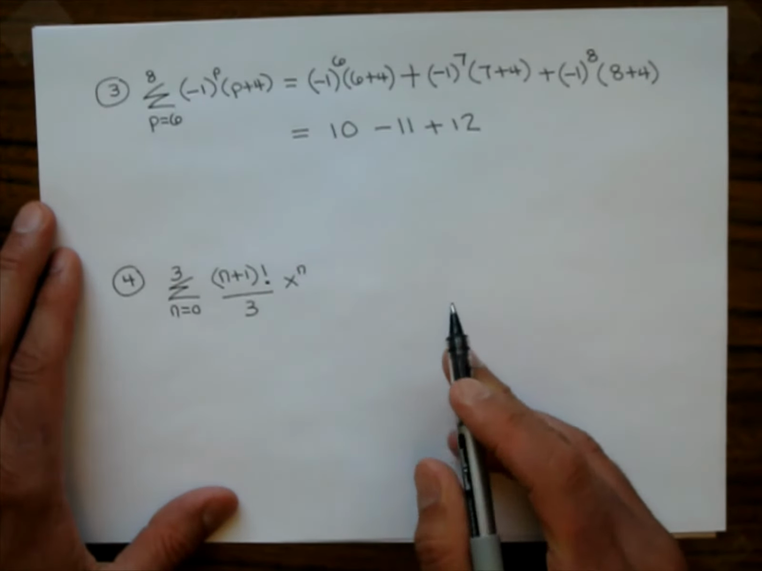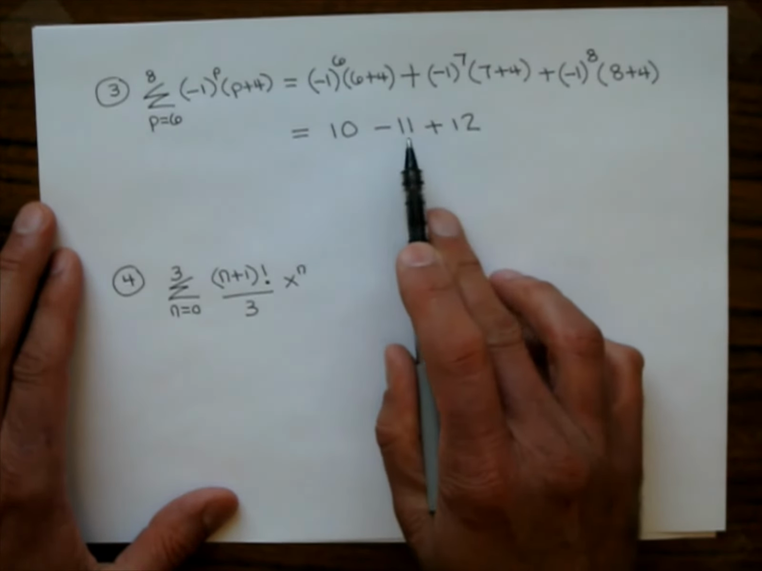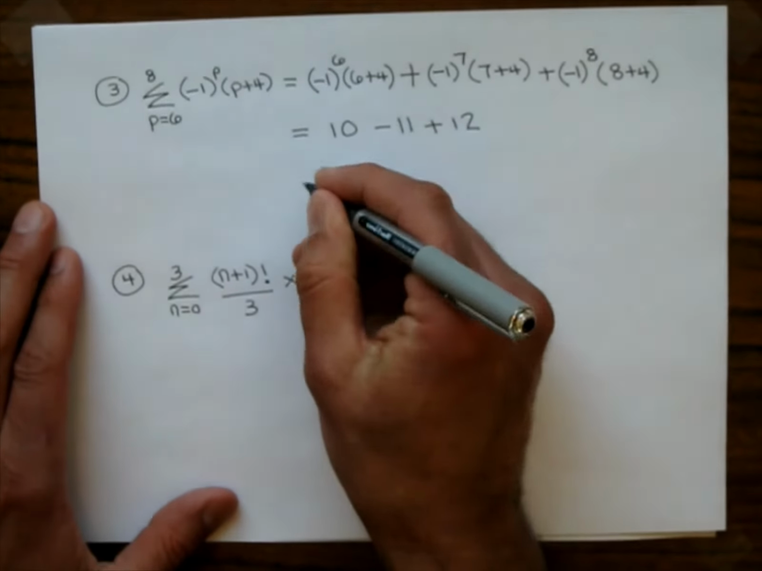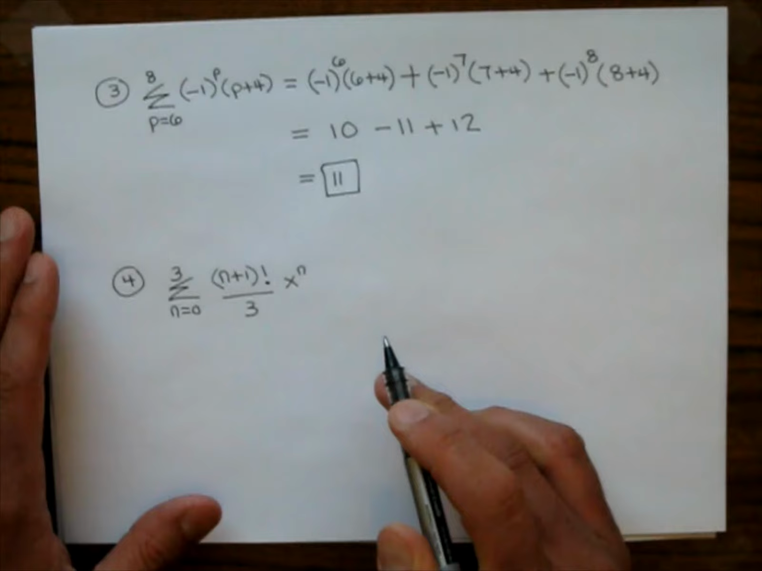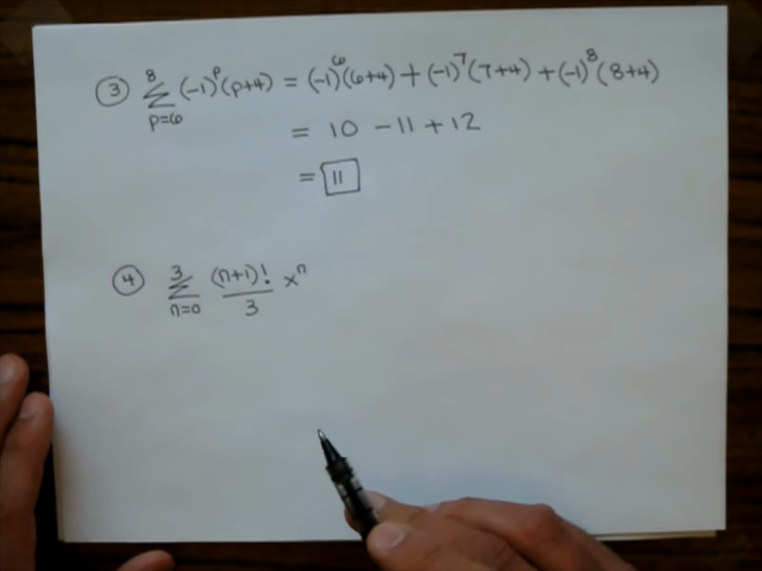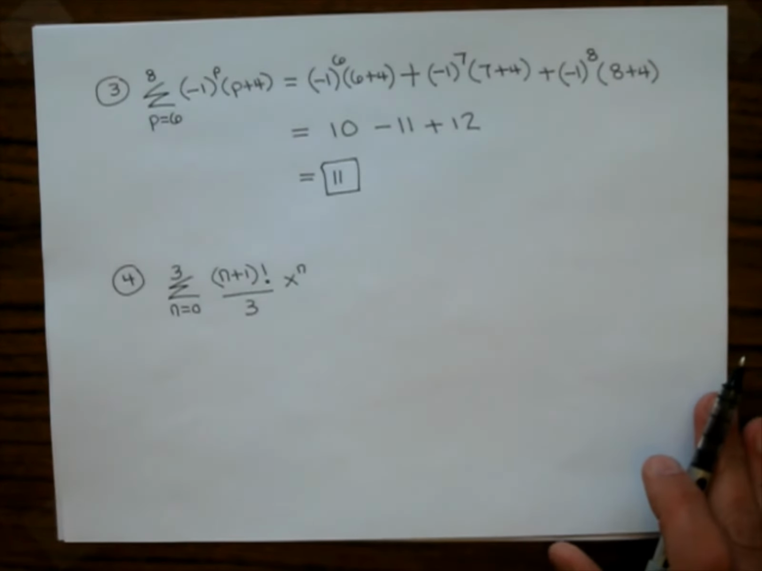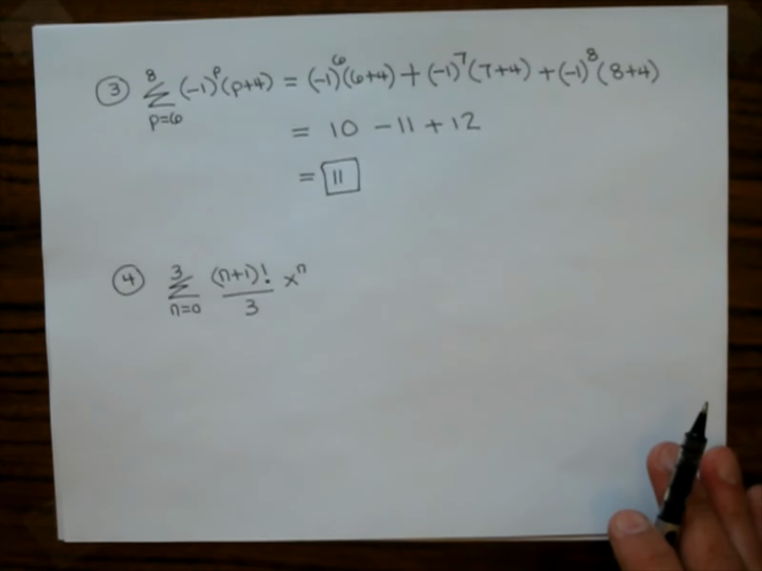So it looks like our final answer, when you go 12 minus 11 is 1, plus 10. So this is 11. So this is how you do the sigma notation. Okay, we're going to throw this last problem in here.